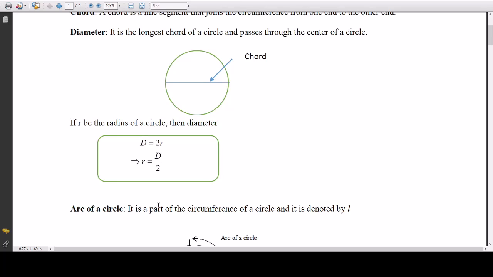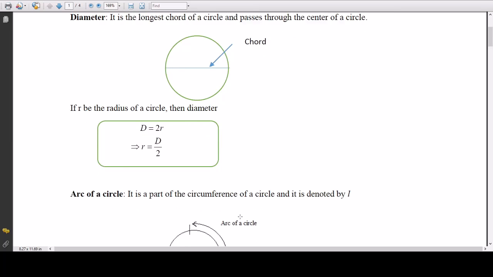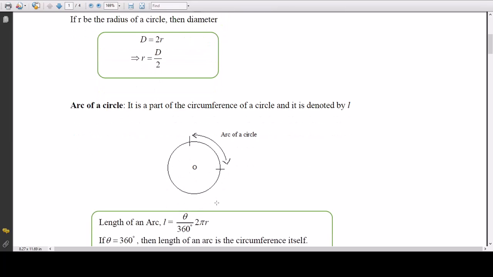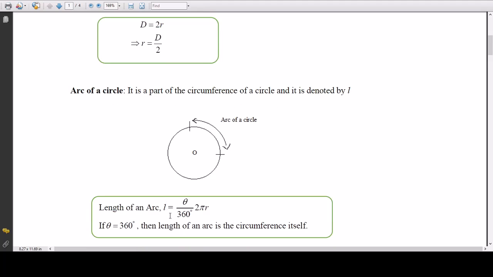What is the arc of a circle? The arc of a circle is a part of the circumference, and the length of this arc of a circle is denoted by L, and we can find the length of the arc by this formula. L is equal to theta by 360 times 2 pi r. Okay, this is the formula for finding the length of an arc of a circle.